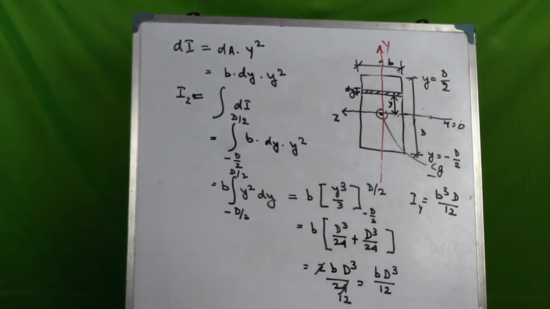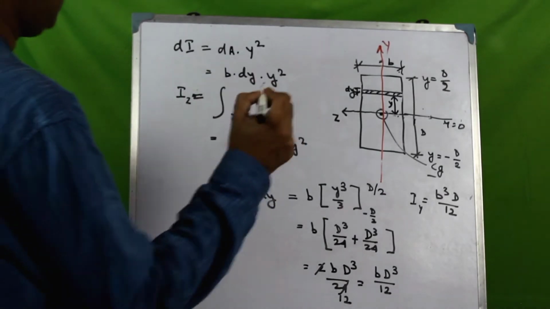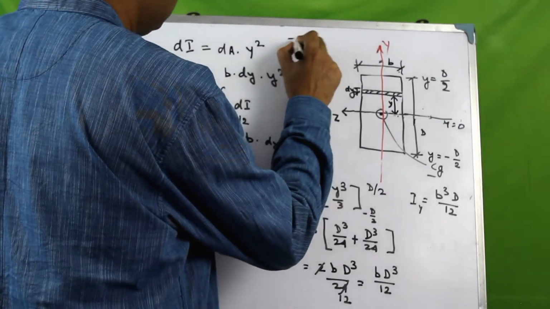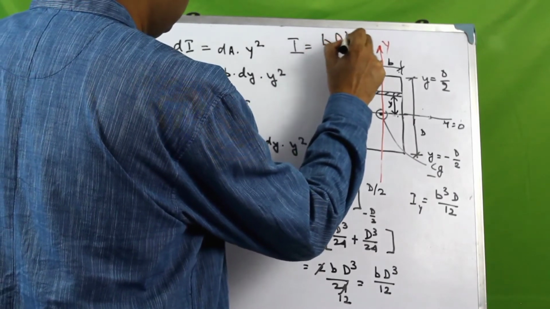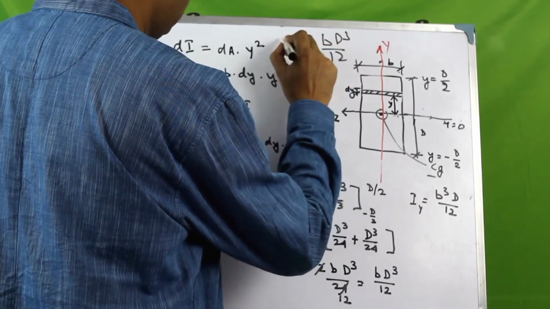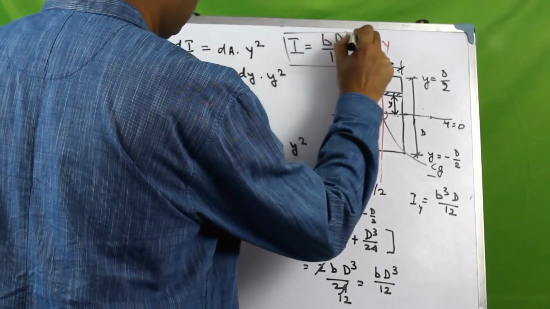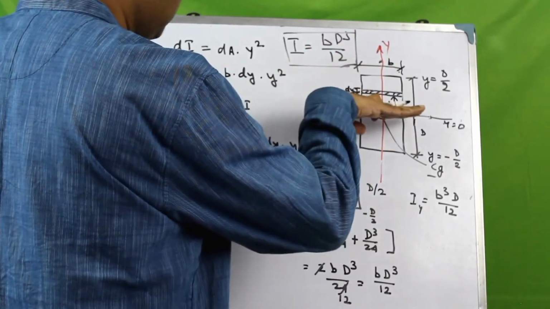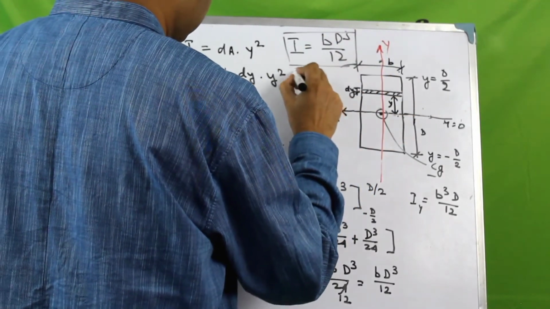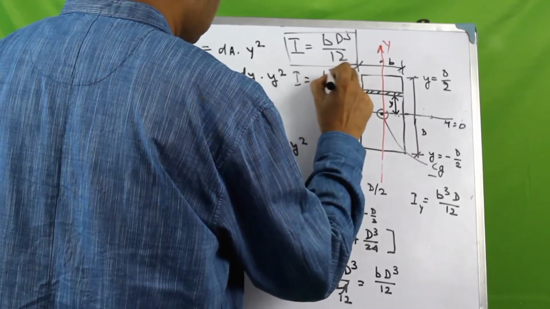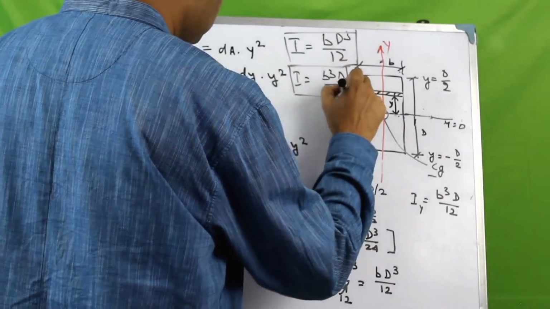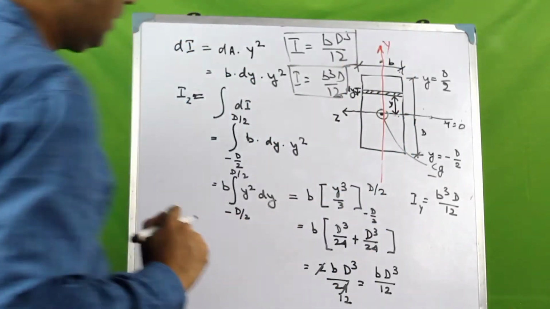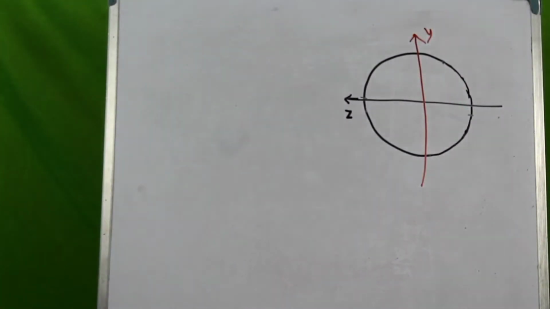We would need to use this time and again, so it's better to remember the expression of the moment of inertia of a rectangular section to be given by bd cube by 12 if it's bending about the z-axis, and it would be given as b cube d by 12 if it's bending about the y-axis.